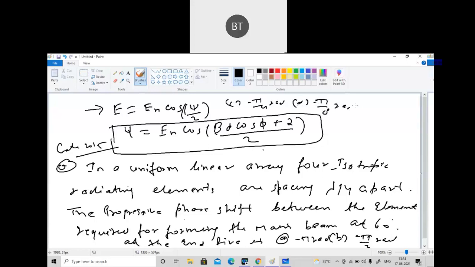So I will explain the question. The question was like this: in a uniform linear array, 4 isotropic radiating elements are spaced lambda by 4 apart. The progressive phase shift between the elements required for forming the main beam at 60° at the end fire is. So basically what they are asking you, I'll explain. The calculation part will be done by you only. So let me explain the question to you.